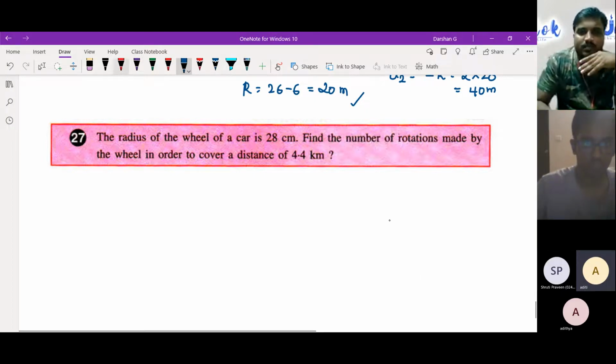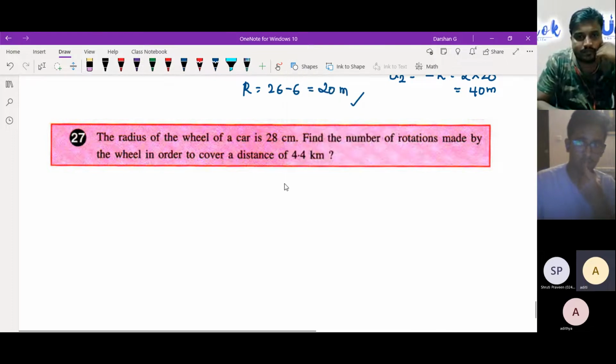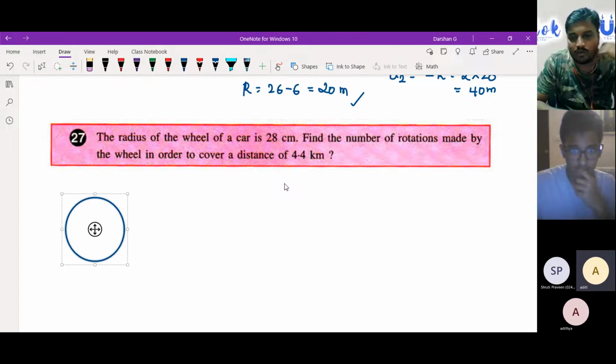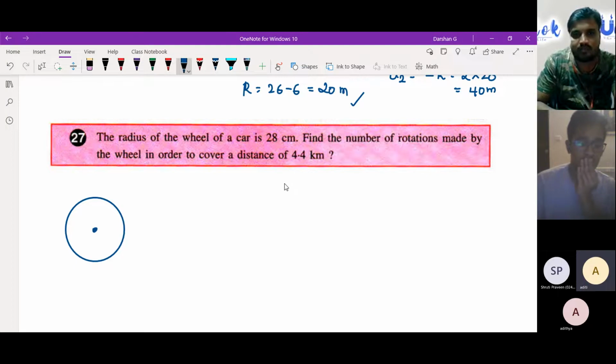So what's the concept? What do you think is the concept? It should be only two things: circumference or area. Which one do you think is the concept? I think it would be circumference for this. Correct, that's right. Circumference is right. So only two concepts, don't go out of that. It's very easy.